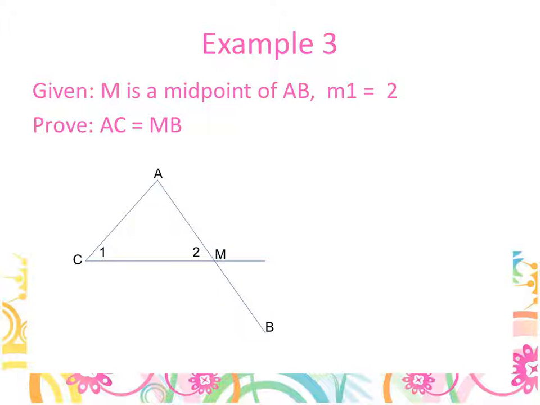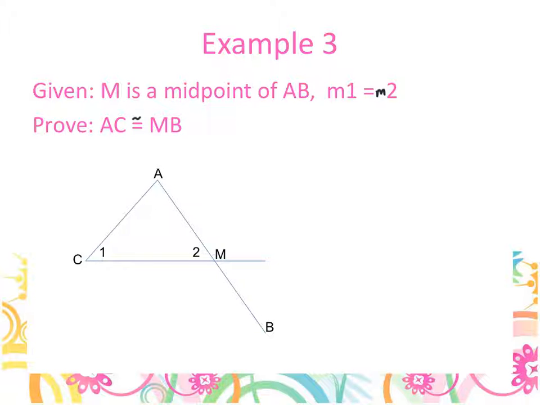Very last proof. So we're going to write this as a proof. Given M is a midpoint of AB, the measure of angle 1 is equal to, that should say the measure of angle 2. Bless you. And we are going to try to prove that AC is congruent to MB. That those two lines are congruent. Should look like that. So let's talk.